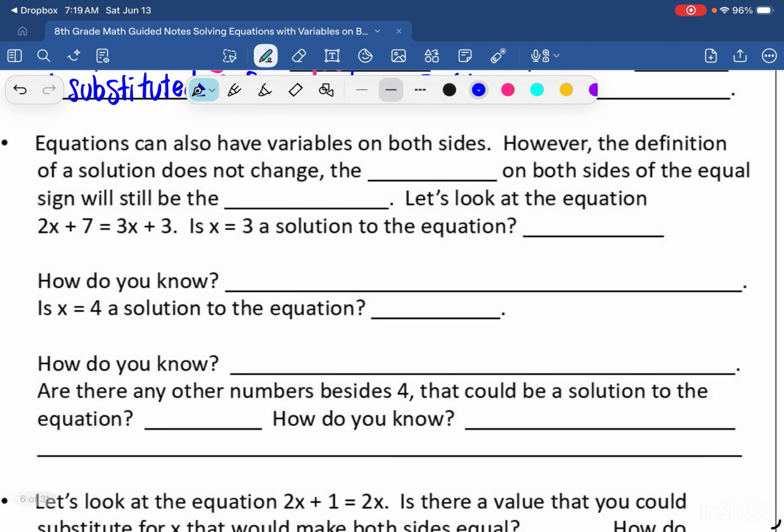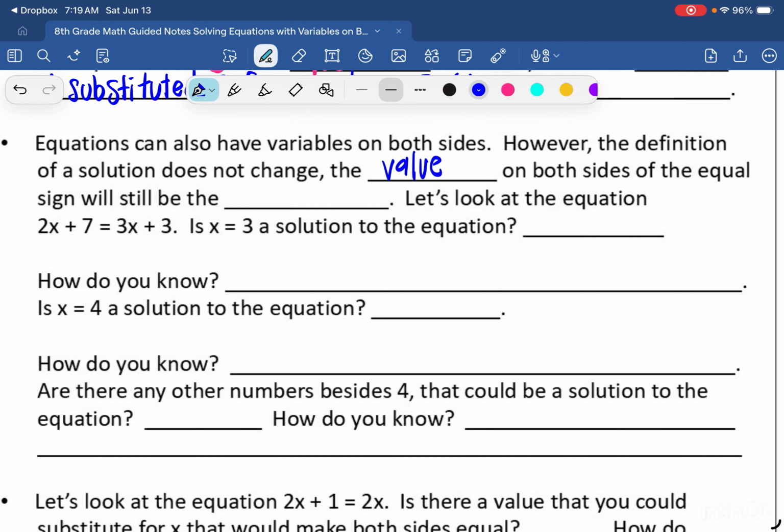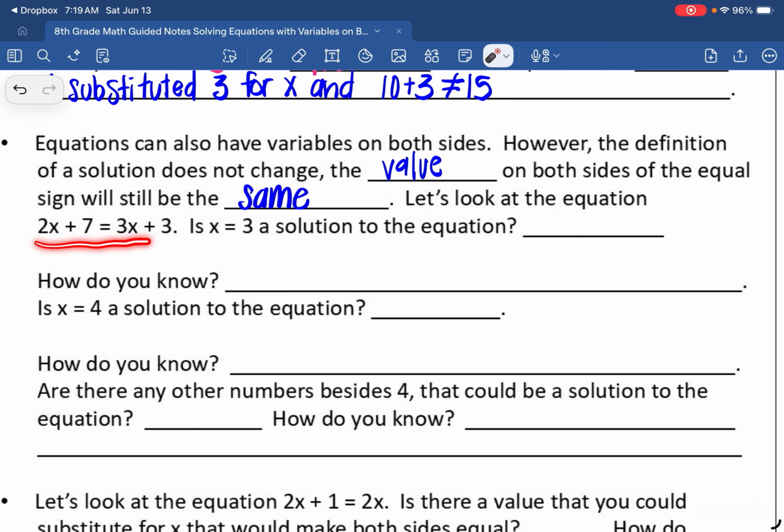Equations can also have variables on both sides. However, the definition of a solution does not change. The value on both sides will still be the same. Let's look at the equation 2x plus 7 equals 3x plus 3. Is x equal 3 a solution to the equation?